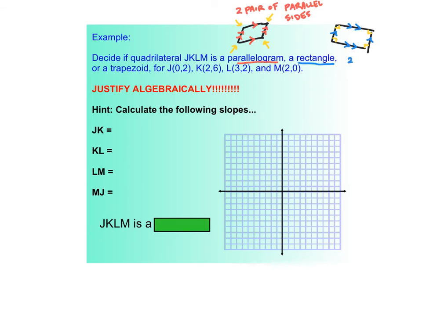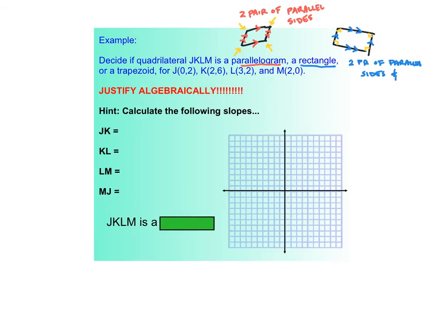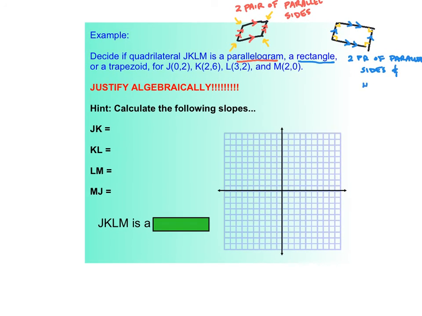Therefore, I want two pairs of parallel sides and four 90-degree angles. Now, the 90-degree angles will require the consecutive sides to have slopes that are opposite reciprocals.